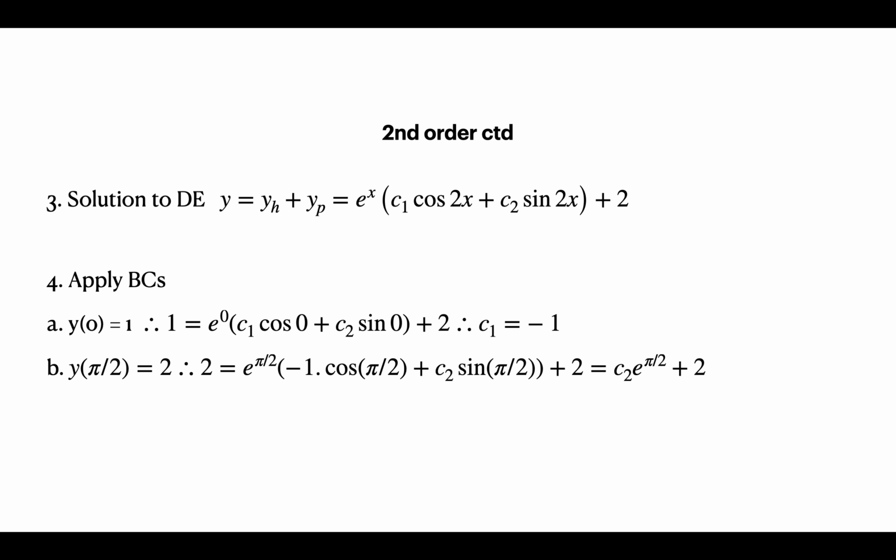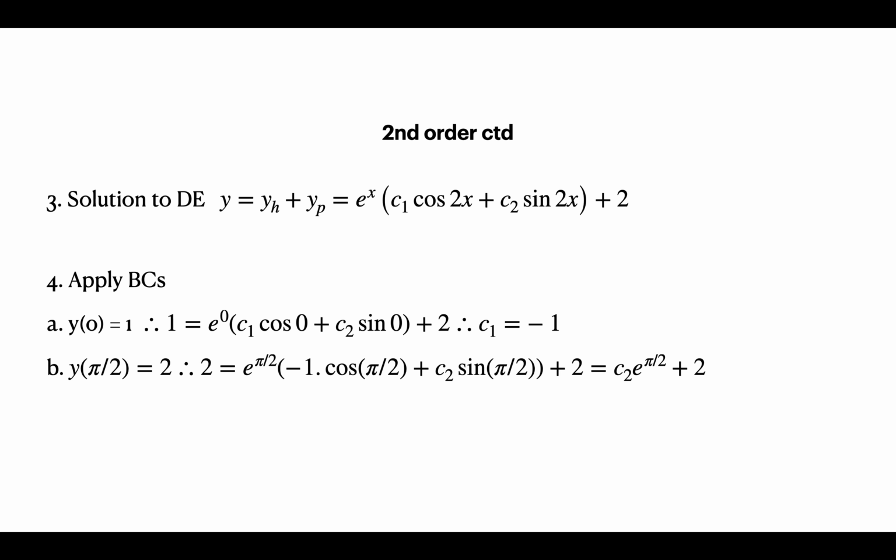The next condition is that when x is pi over 2, y is 2. So I replace y by 2, and I replace x by pi over 2, so I get 2 is equal to exponential pi over 2 times, now we know that c1 is minus 1, so I've replaced c1 by minus 1, cos pi over 2 plus c2 sine pi over 2 plus 2. Now, cos of pi over 2 is 0, guys. Sine of pi over 2 is 1. So what I'm left with on the right-hand side then is just c2 exponential pi over 2 plus 2.